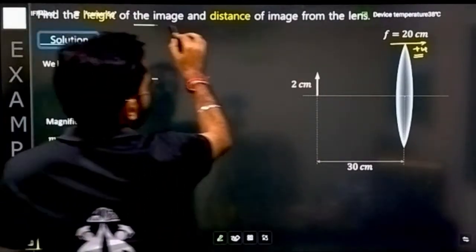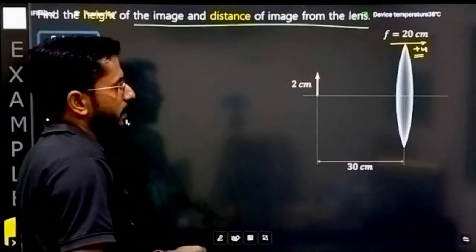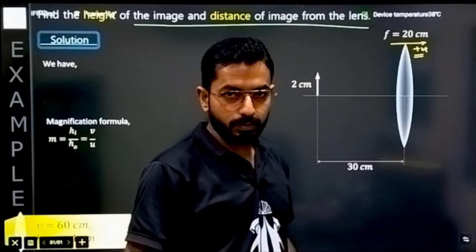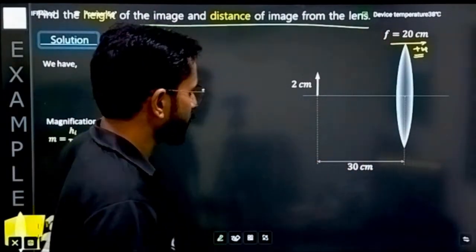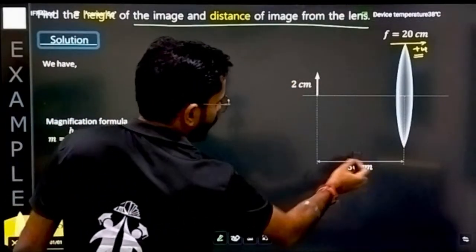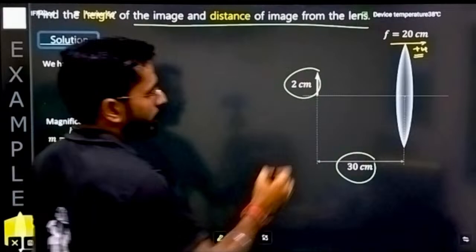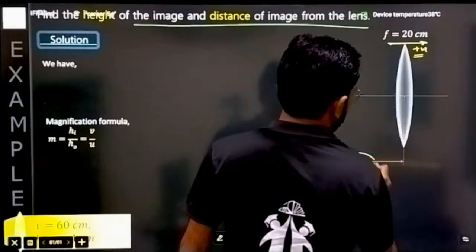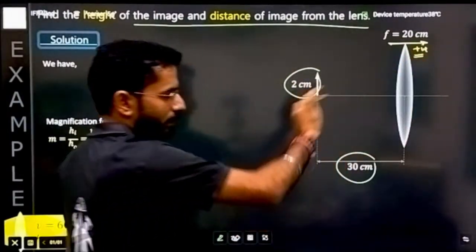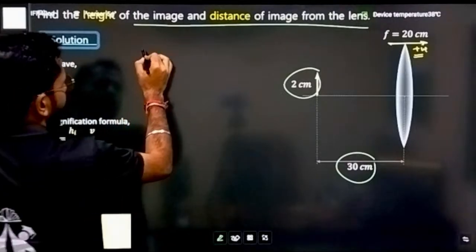Find the height of the image and the distance of the image from the lens. You have to calculate the height and the distance of the image that you will get from the lens. See, this is what is given. u is given as 30 and the height is given as 2 centimeter. Firstly, which direction will be taken as positive? This direction is taken as positive because here is the object, and the rays will be going in the positive x direction. So let's firstly calculate v.